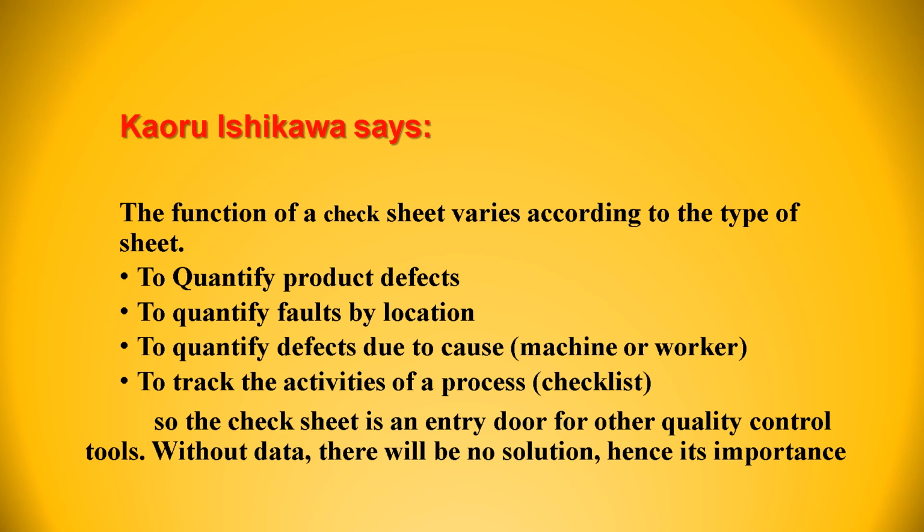He says that the functions of the check sheet vary according to the type of sheet. You know that. It can be used to quantify product defects. It can be used to quantify faults by location. It can be used to quantify defects due to cause, machine or worker, and so on. Not only that, it can be used to track the activities of the process.